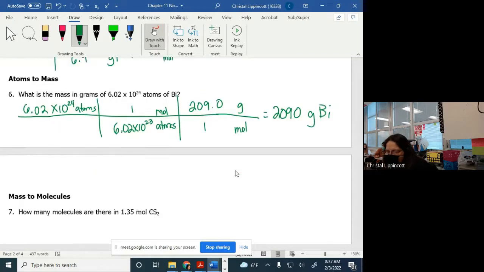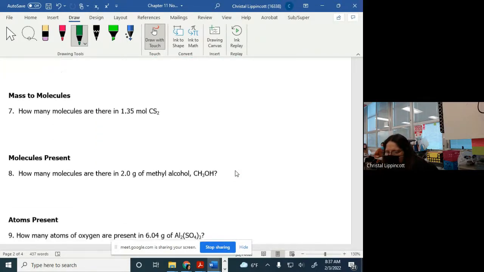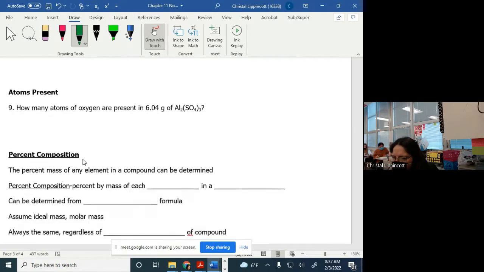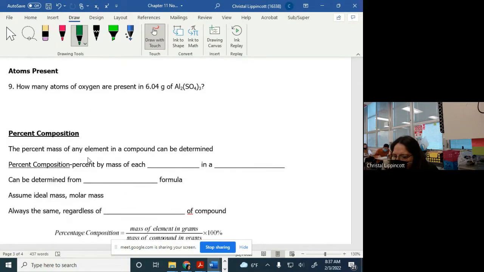Okay. We've got a couple more here to talk about. These are just kind of repetitive of what we've been doing. I want to skip to number 9. That way we have enough time to get number 9 done.